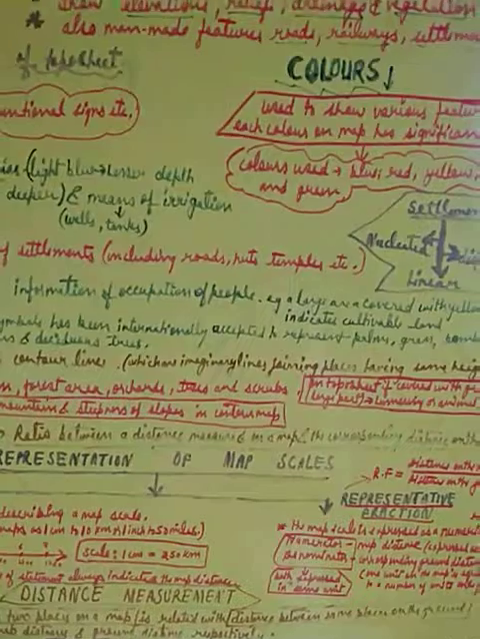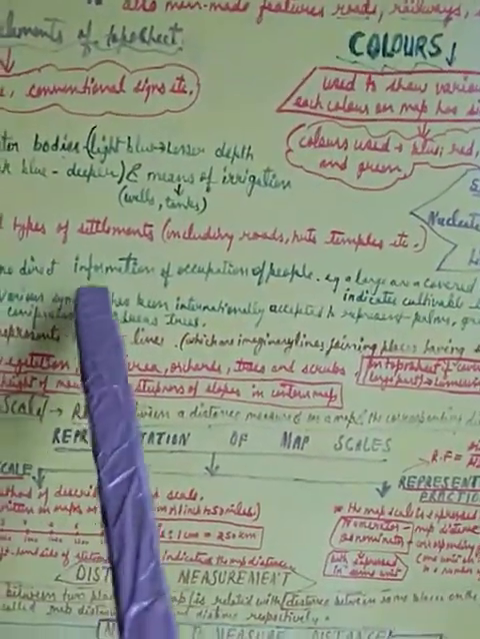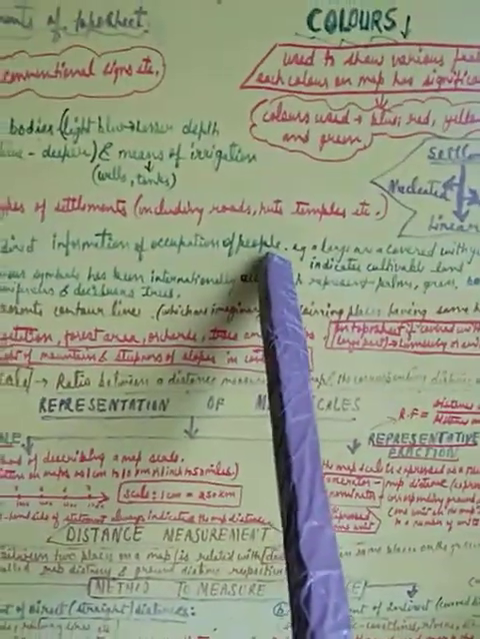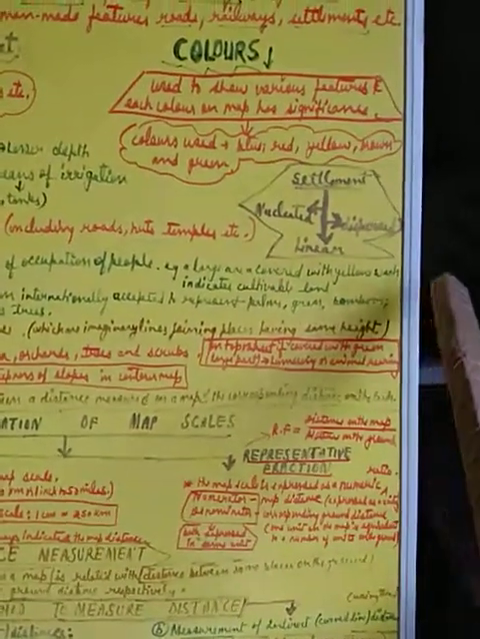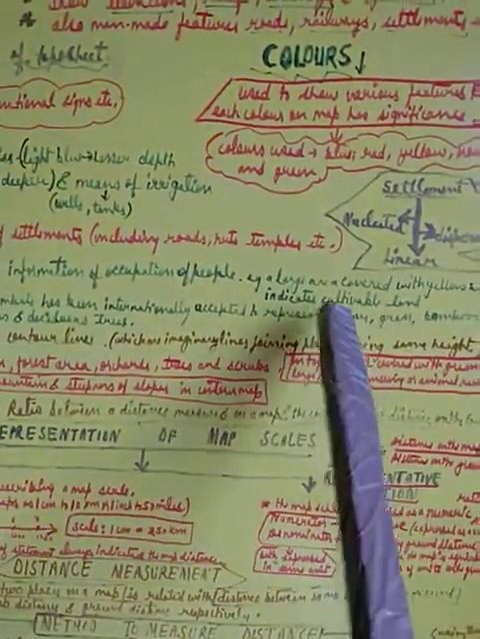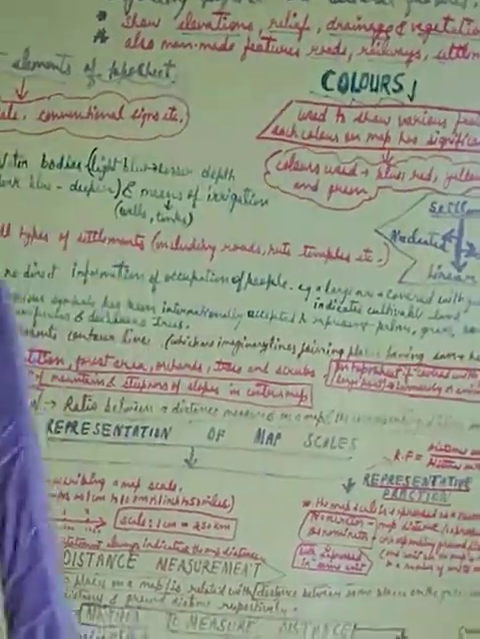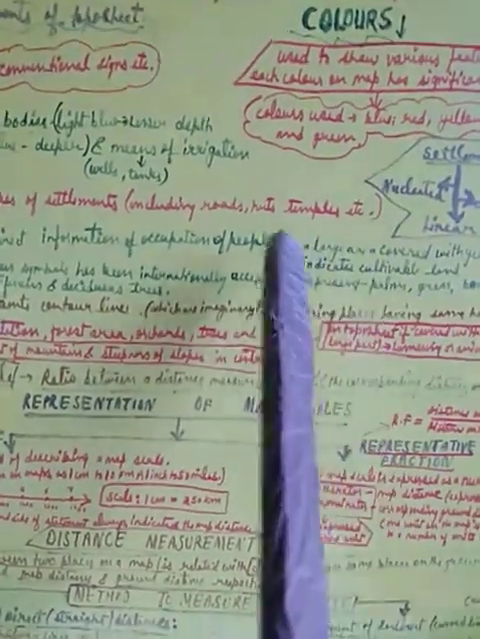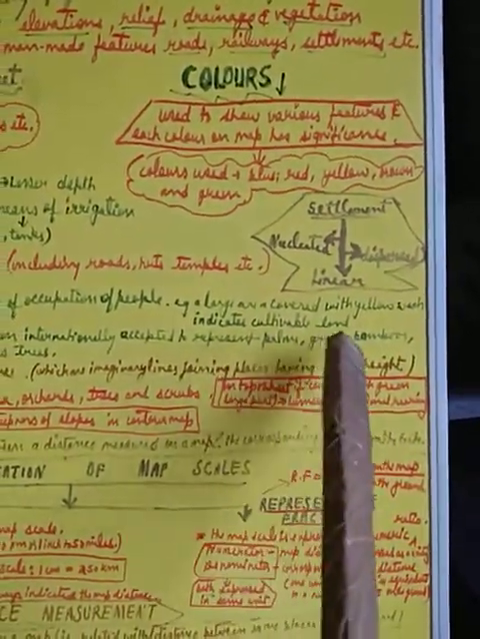Okay, so we'll continue with the next color, that is yellow. Yellow does not give any direct information of the occupation of the people, but when a large area is covered with a yellow wash on a topo sheet, it indicates cultivable land.